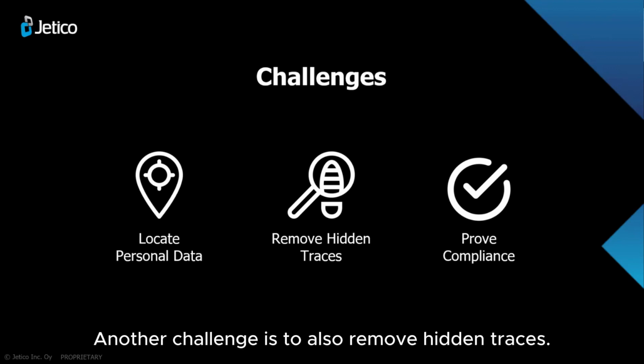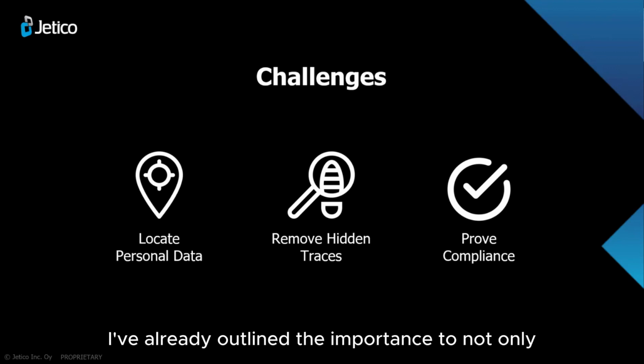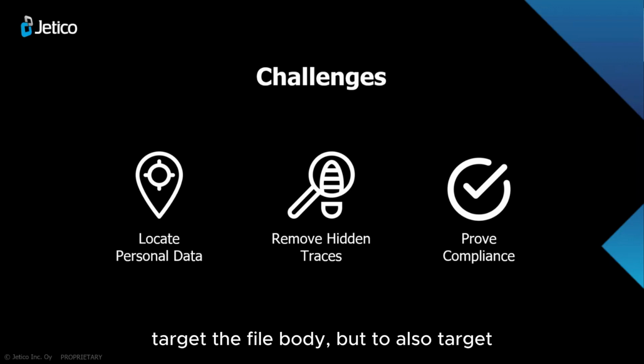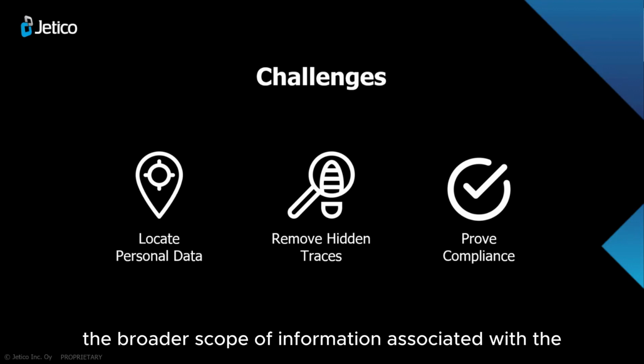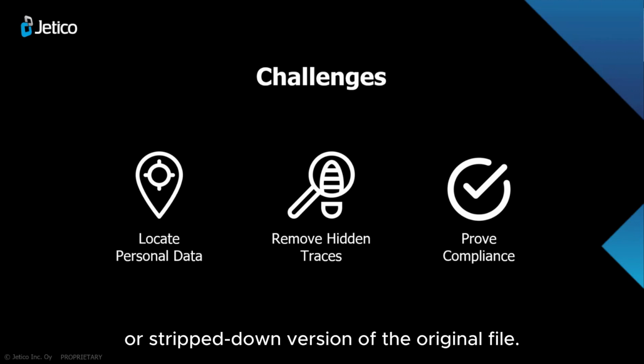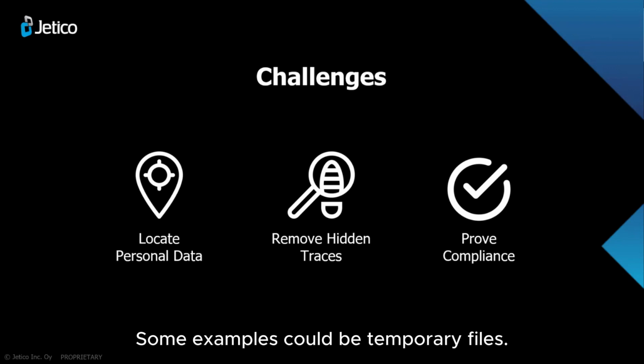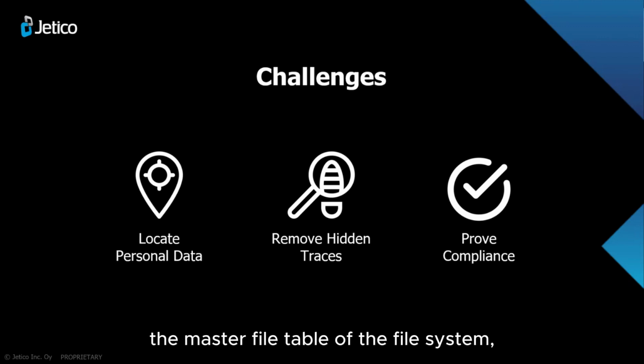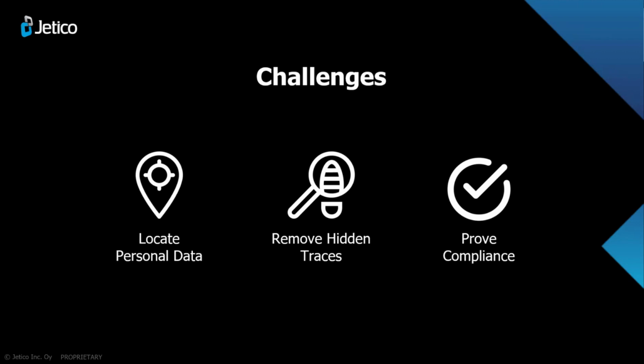Another challenge is to also remove hidden traces. I've already outlined the importance to not only target the file body, but to also target the broader scope of information associated with the core file, right? This could be files that have a modified or stripped down version of the original file. The examples could be temporary files, mentions of the file in the file system transaction log file, or records about the files in the master file table of the file system, and so on, depending on the level of sensitivity of this information.